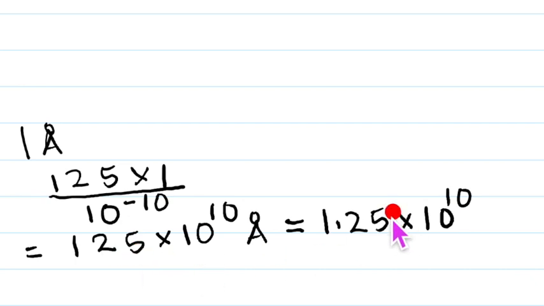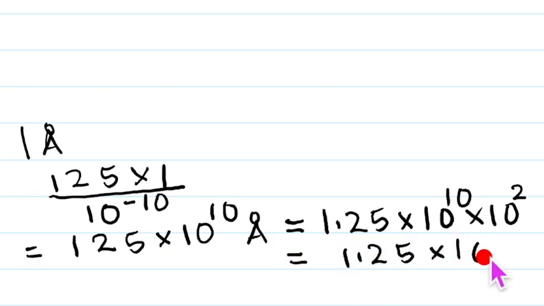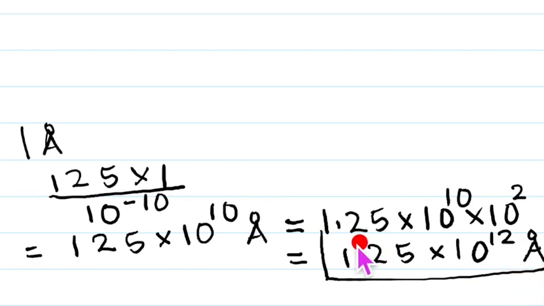So we have to multiply 1.25 by 100 to get 125. So it will be into 10 to the power 2, which gives us 1.25 into 10 to the power 12, these many angstrom units. And this is our answer for the fifth subpart.